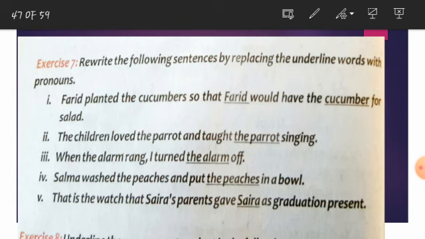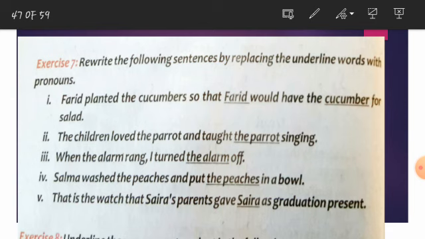The old words will be crossed out, okay? Have it for salad. The children loved the parrot and taught the parrot singing. The children loved the parrot and taught him singing. We will use him instead of the parrot because we have to use a pronoun, and you know very well that a pronoun is used instead of a noun.